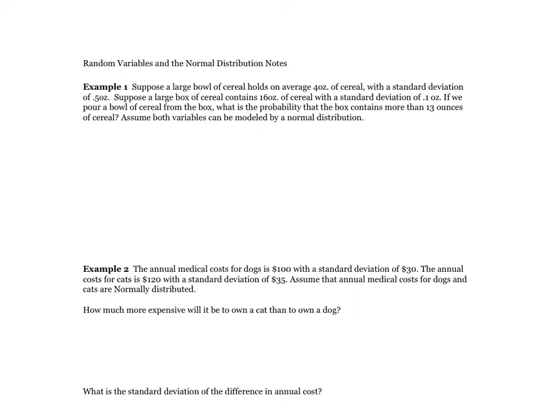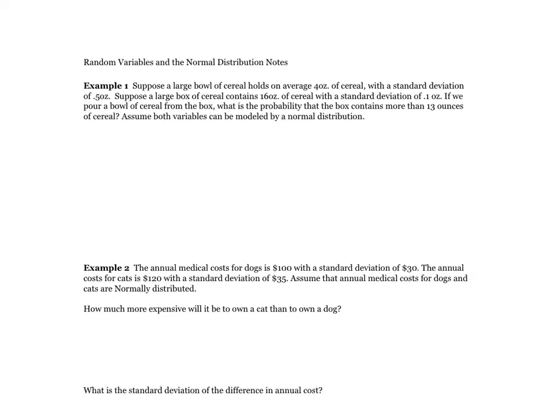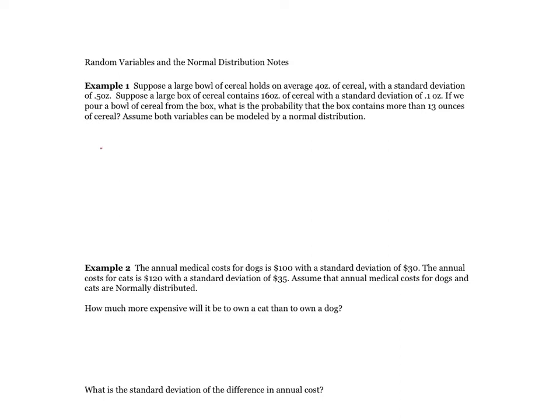Okay. So example 1 says, suppose a large bowl of cereal holds an average of 4 ounces of cereal with a standard deviation of 0.5 ounces. So the mean bowl of cereal is 4 ounces, and the standard deviation of the bowl is a half ounce. It says, suppose a large box of cereal contains 16 ounces of cereal with a standard deviation of 0.1 ounce. So this is the mean: the box is 16 ounces, and the standard deviation of the box is 0.1 ounce.